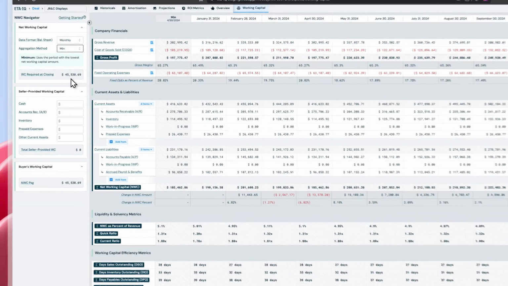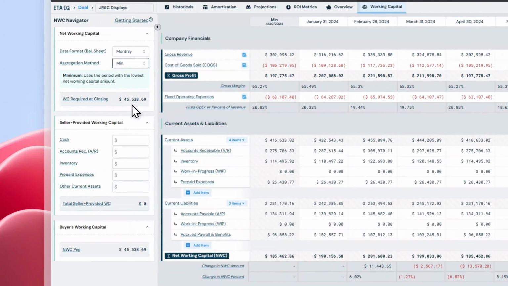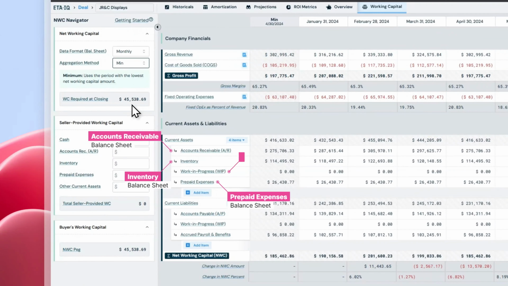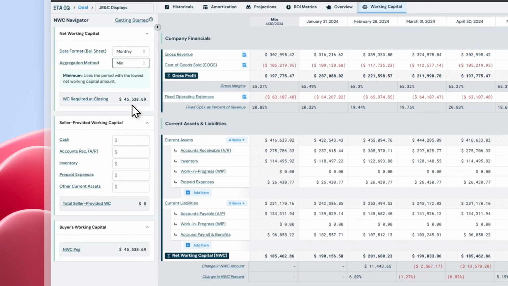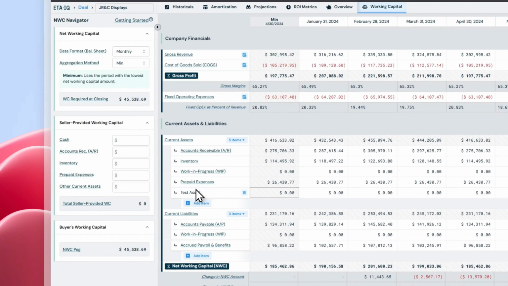By default, the current assets include accounts receivable, inventory, prepaid expenses, and work in progress. The current liabilities include accounts payable, accrued payable and benefits, and the liabilities portion of the work in progress. You can add additional current assets or current liabilities by simply clicking on the Add Item button and entering in those details.